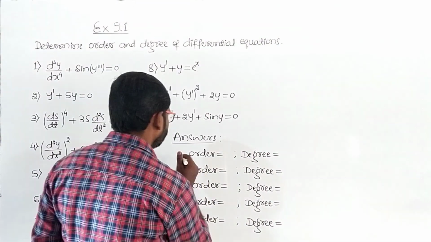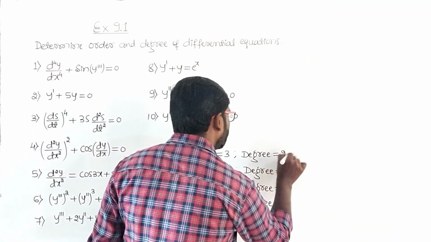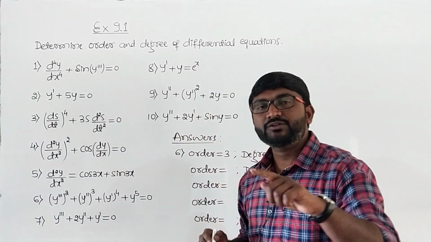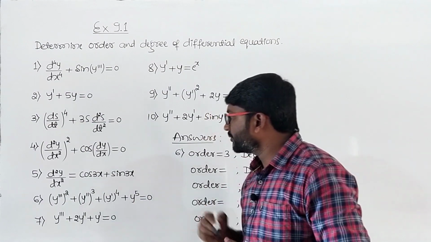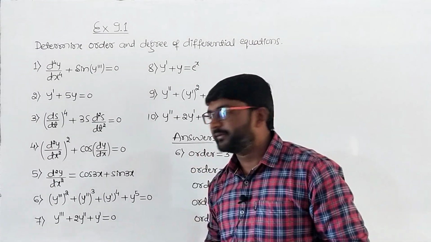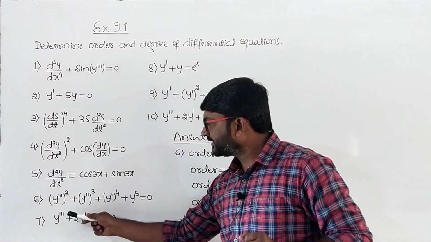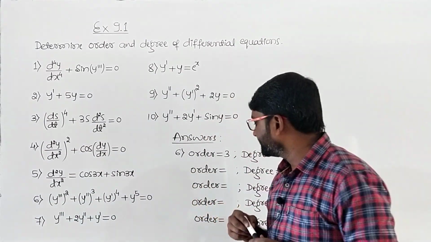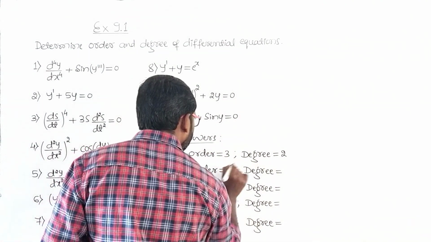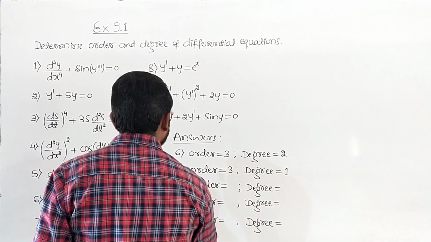For the sixth one, order 3, degree 2. Now let us take up the seventh one. y triple dash plus 2 y double dash plus y dash equals 0. So in this equation, the highest order derivative is the third order derivative. Hence the order is 3, whose power there will be 1. That is why the degree is 1. Seventh one, order 3, degree 1. So this is the answer for the seventh one.